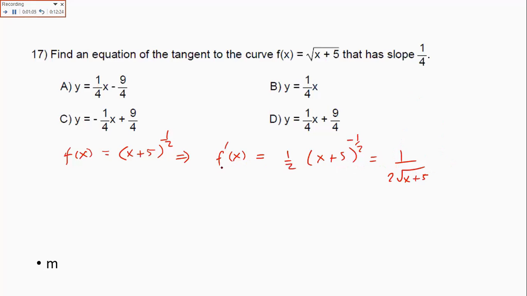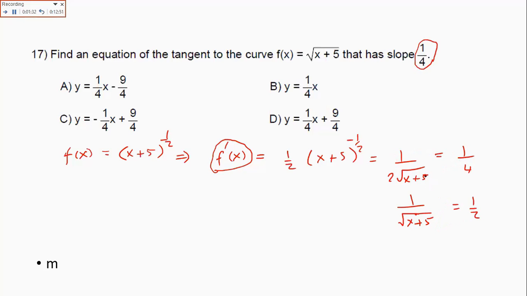This is the slope, right? Because f prime is equal to the slope. And we're given the slope equal to what? 1 over 4. That means we say this is equal to 1 over 4. For this to be equal to 1 over 4, that means 1 over square root of x plus 5 must be equal to 1 over 2, right?